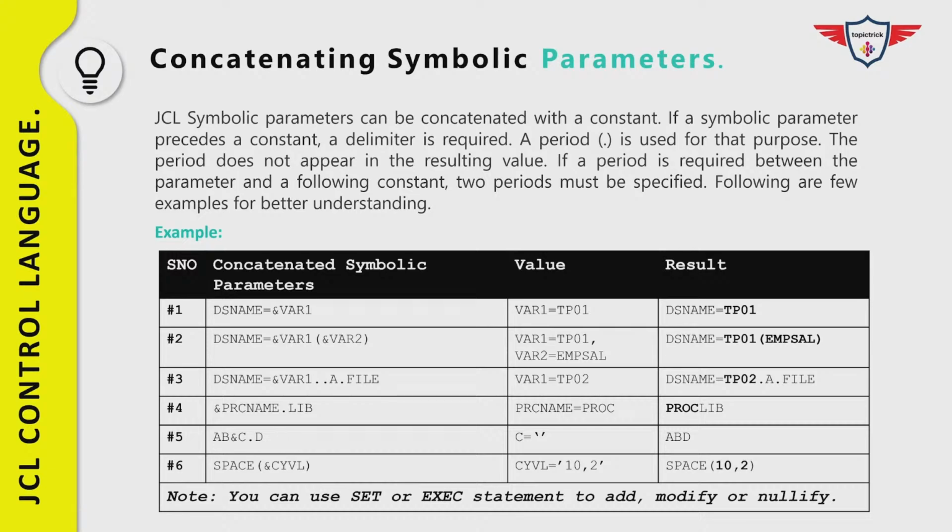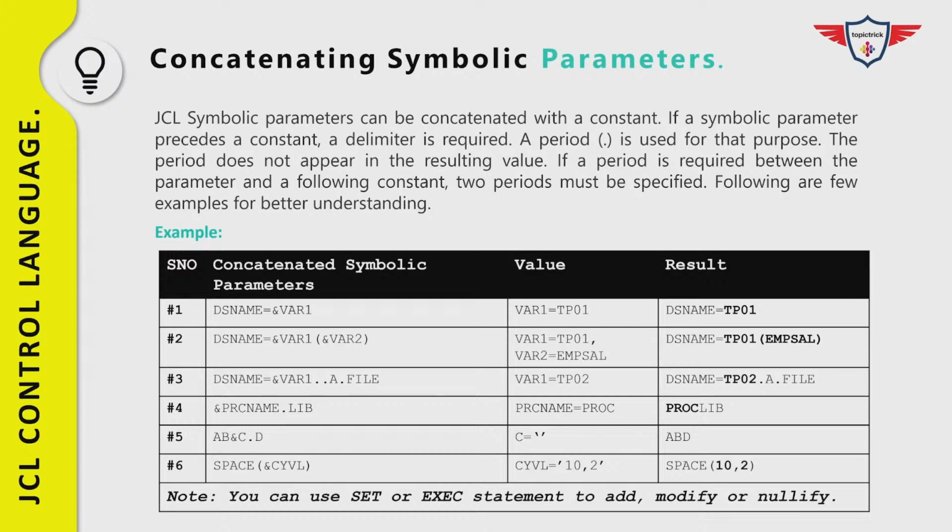In the second example, you have DSN followed by two symbolic parameters, var1 and var2. var2 is specified in parentheses, and I've assigned the values TP01 and EMP_sal. So the output is DSN equals TP01 and in parentheses EMP_sal. So in case you want to specify a member name, this is how you can concatenate two different symbolic parameters along with special characters to specify the PDS and its member name.